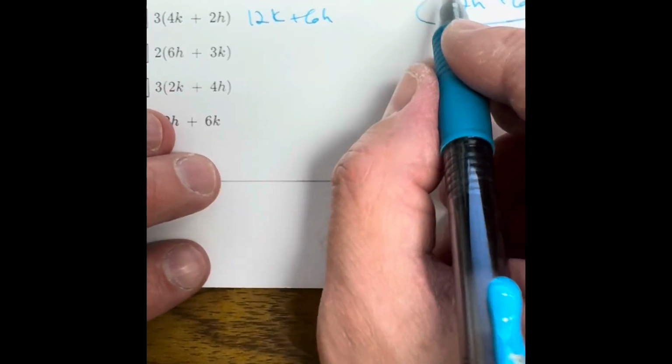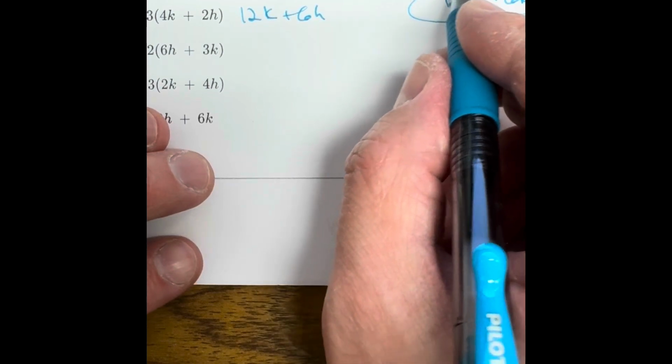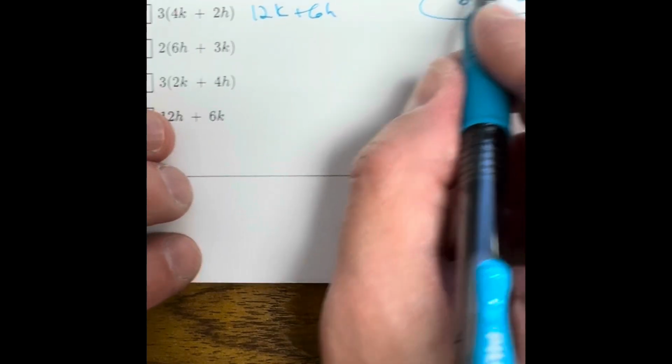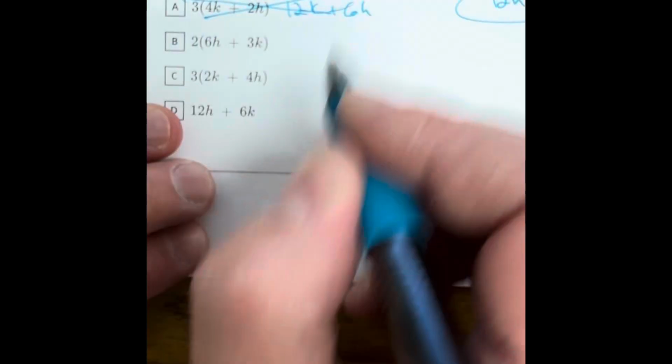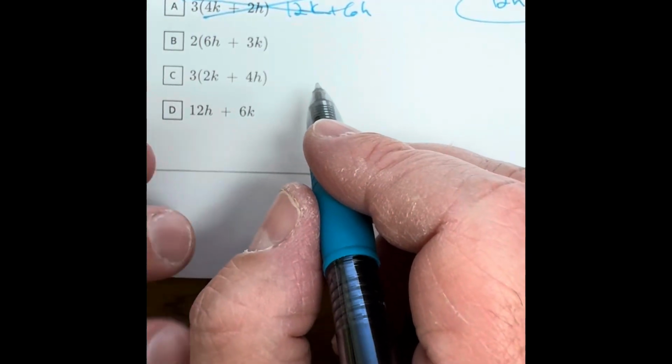Ooh, this is tricky. Look. See how the 4 had the h here? And the 2 had the k? The 4 has the k here. 2 is the h. Very tricky problem. I hope that's not on your test.